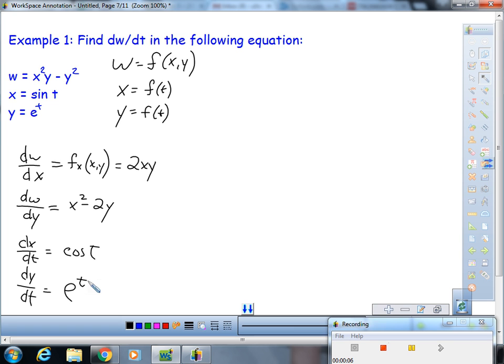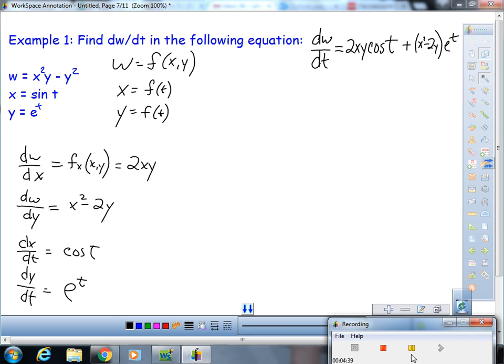All right, so then we know that dW/dt is equal to, okay, dW/dx, so 2xy times cosine of t, dW/dx times dx/dt, plus, okay, dW/dy, x squared minus 2y, thank you, times e to the t.